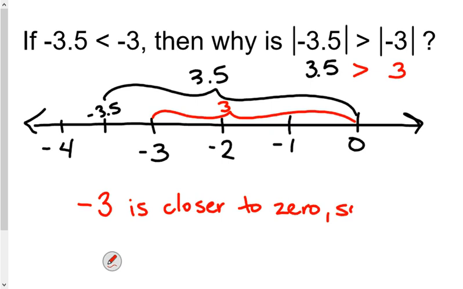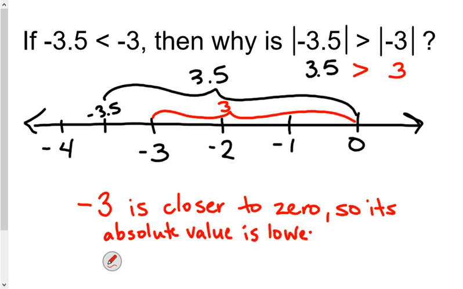So its absolute value is lower. Another way to say that is that negative 3 and 5/10 is farther away from 0. Therefore, negative 3 and 5/10 is further away from 0 than negative 3, and its absolute value is greater because it's further away.